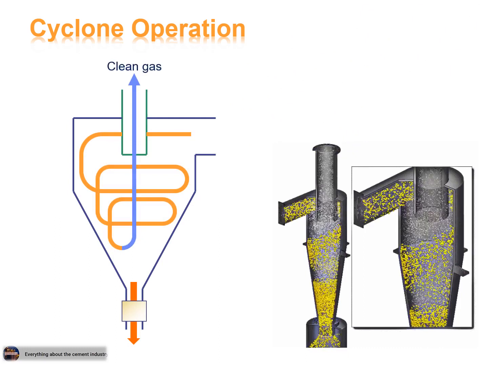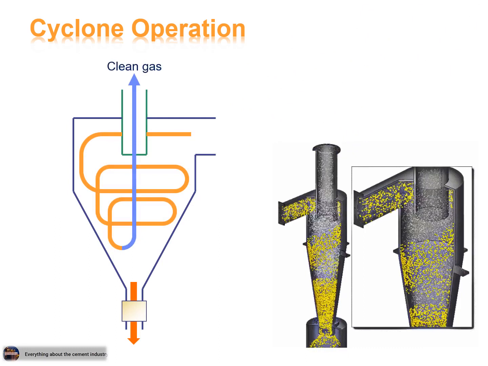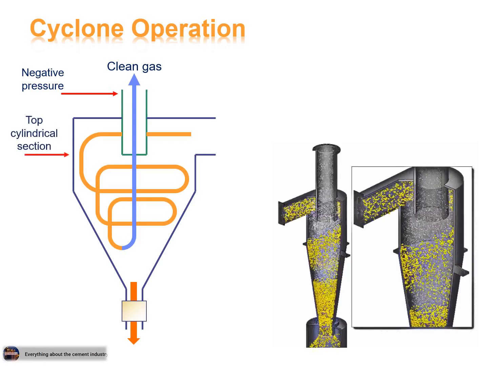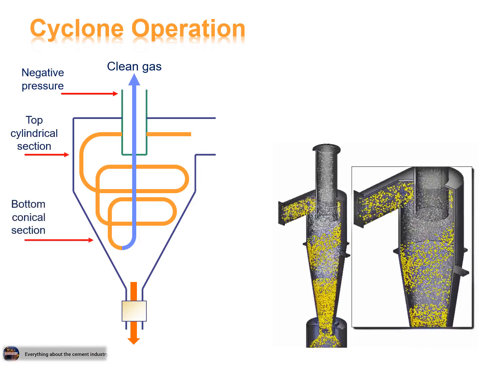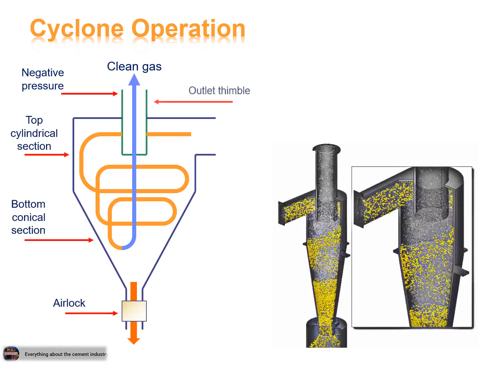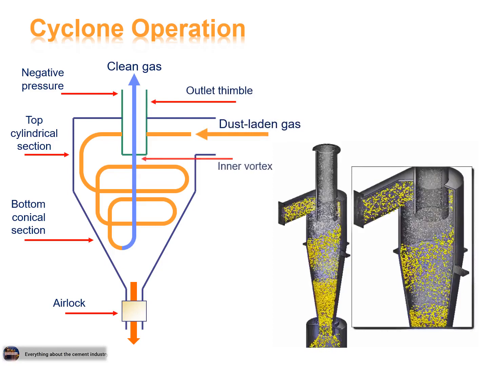1. Clean gas, suction via ID fan. 2. Negative pressure. 3. Top cylindrical section. 4. Bottom conical section. 5. Airlock. 6. Outlet thimble. 7. Dust-laden gas. 8. Inner vortex. 9. Outer vortex. 10. Material.